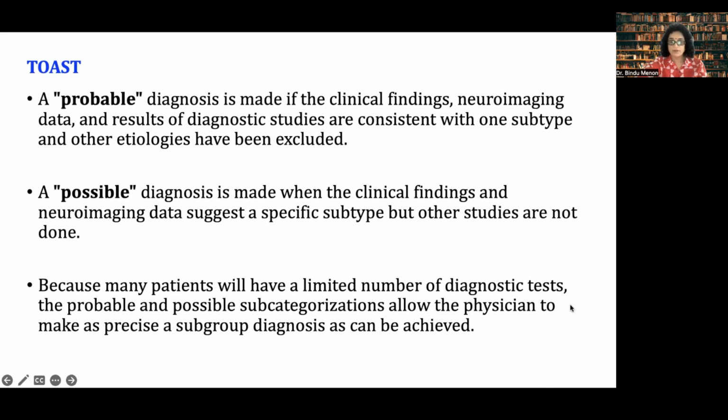Because many patients have a limited number of diagnostic tests, the probable and possible subcategorization allows the physician to make as precise a subgroup diagnosis as can be achieved. So you know that if you have written a possible diagnosis, you are not sure because you have not done a carotid and vertebral Doppler, there's a possibility that the patient could have a large vessel occlusion, and then he can land up with another stroke if you have not done an intervention.